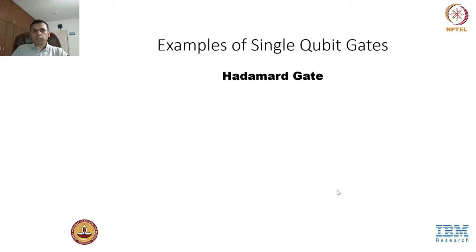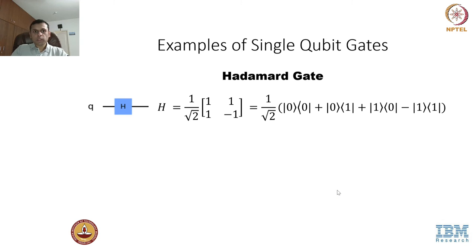And this is one of the most foundational gates that you'll be using in all of quantum computing, the Hadamard gate. What does the Hadamard gate do? First, let's look at the matrix representation. It's represented usually by H. And here is the matrix as well as the Dirac form of the gate.